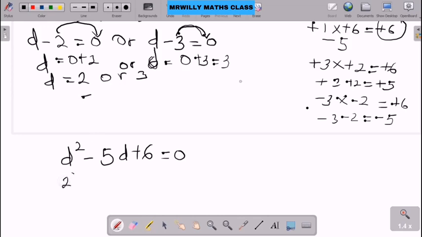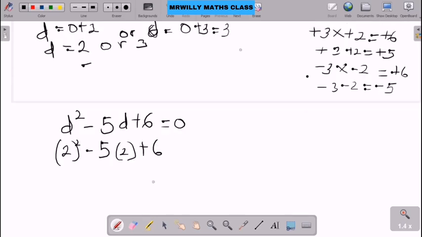So instead of writing there, I'll just write 2 square minus 5 bracket 2 plus 6. If this is correct, we have to have 0. Now, what is 2 square? 2 square is 4 minus 5 times 2, that will be minus 10 plus 6. Now, 4 minus 10, that will be minus 6. And minus 6 plus 6, that will give you 0. Can you see that this is correct?